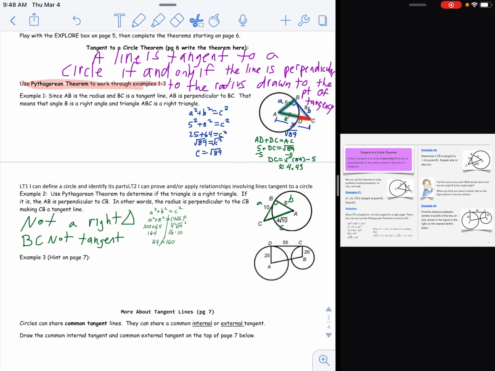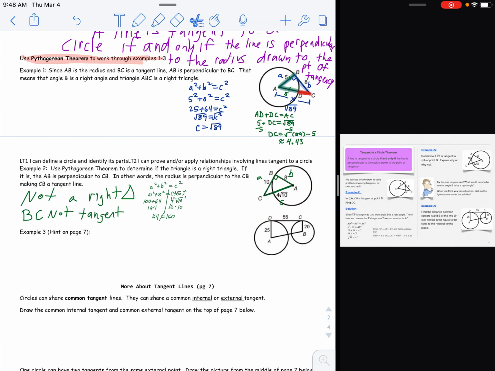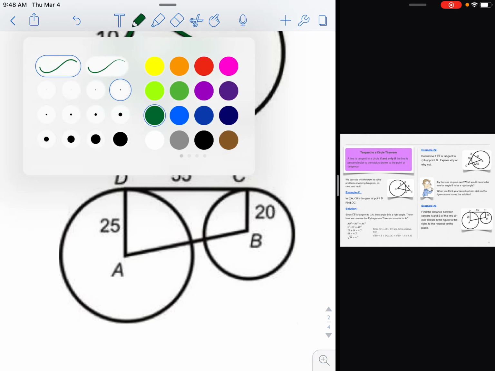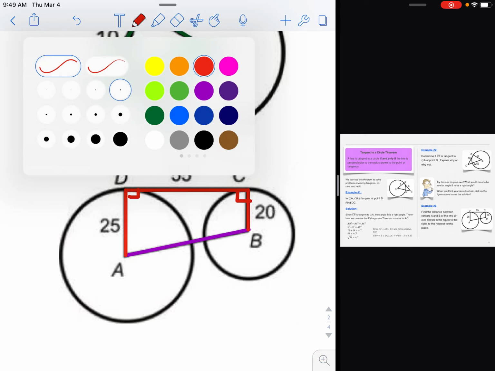Let's make that a little bit smaller. Then over here, we've got to find the length of AB. Well, how do we do that? We have some known information. We know in this circle A, we have a radius of 25. That's a radius of 20. These are radiuses perpendicular to this right here. This is a common tangent line.